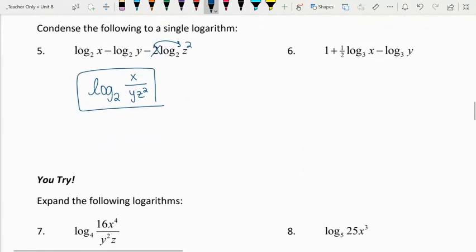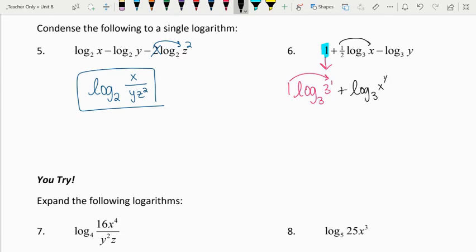On number 6, we have a solid number, which means our log canceled. So that means that this one would have been log base 3 of 3 to the first. Or you could think about it as 1 times log base 3 of 3, and then throw it as the exponent. The next term, we have 1/2, which needs to go with the x. So we have log base 3 of x to the 1/2. And the last one doesn't change at all. There's nothing to go on there.